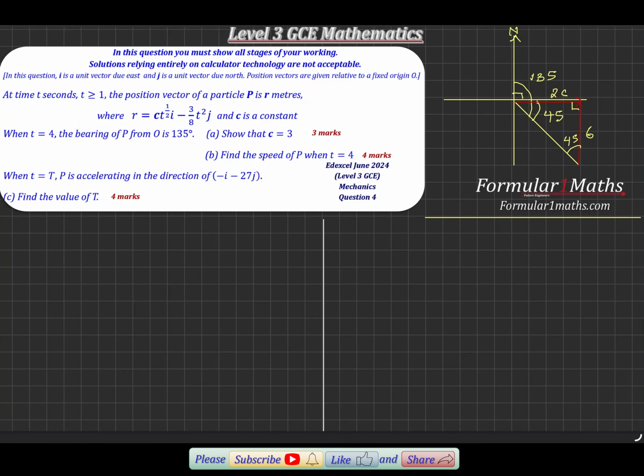Now for C. C says, when lowercase t equals uppercase T, P is accelerating in the direction −i − 27j. Find the value of T.